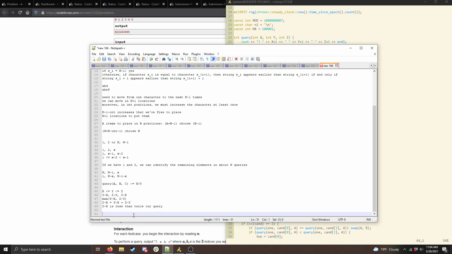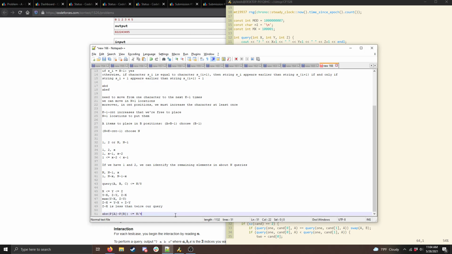if the result when we query is less than or equal to n over 8, then the distance between any two of our elements, for example the absolute value of our permutation at A minus our permutation at B, is going to be less than or equal to n over 4. Because we know this value is either going to be y minus x, z minus y, or z minus x, and the largest of these is z minus x, which is less than twice this.